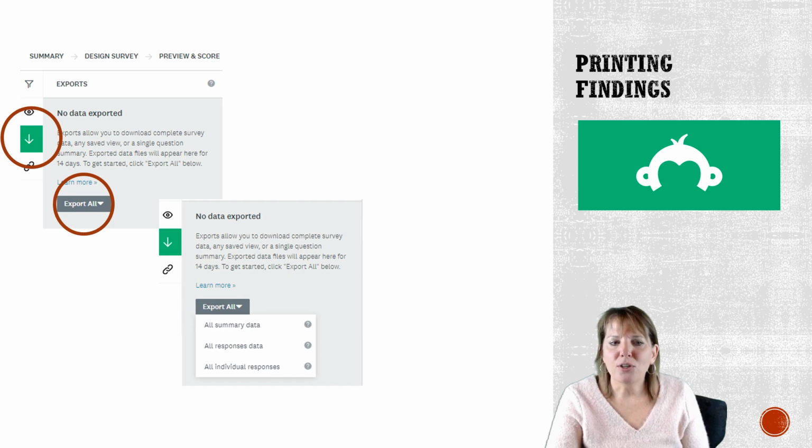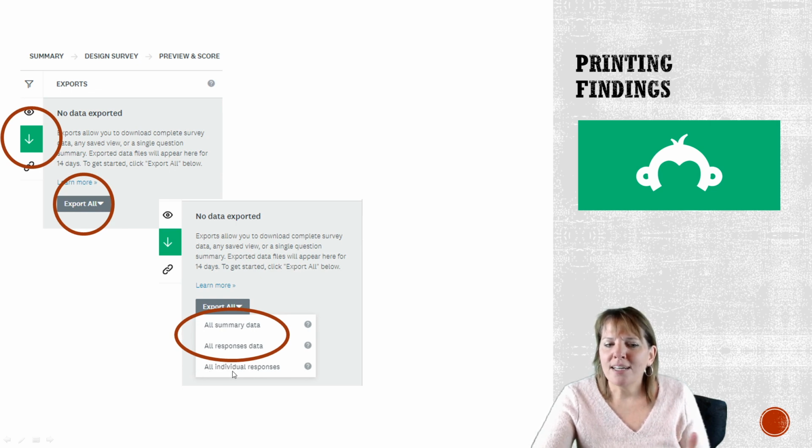And then what you're going to see under export all is all summary data, all response data, and then all individual responses. For the most part, I don't use all individual responses because I don't really care about what each human did. I care about collectively what they're representing. But I'll use both of these functions in different ways, and I want to show and tell you why.